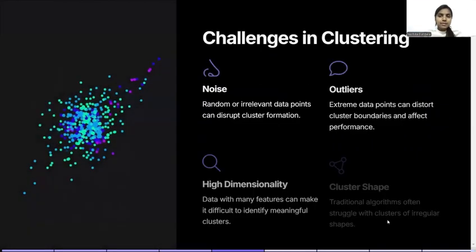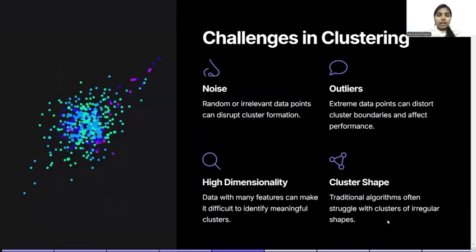Next are challenges in clustering, like noise, outliers, high dimensionality, and cluster shape. First, noise: random or irrelevant data points can disrupt cluster formation. Outliers: extreme data points can distort cluster boundaries and affect performance. High dimensionality: data with many features can make it difficult to identify meaningful clusters. Cluster shape: traditional algorithms often struggle with clusters of irregular shapes.